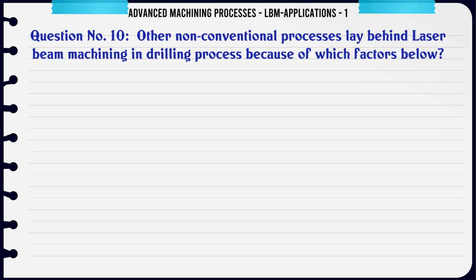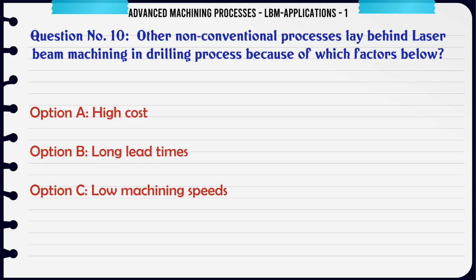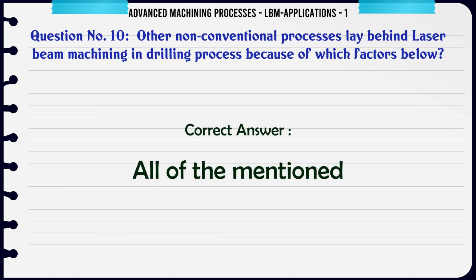Other non-conventional processes lag behind laser beam machining in drilling process because of which factors below? A. High cost, B. Long lead times, C. Low machining speeds, D. All of the mentioned. The correct answer is all of the mentioned.